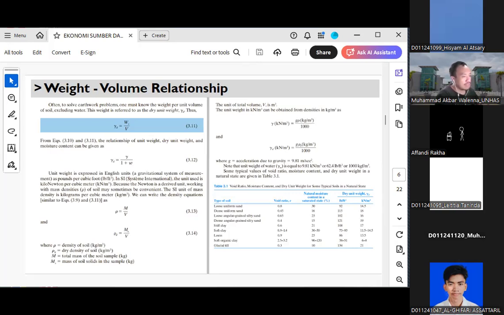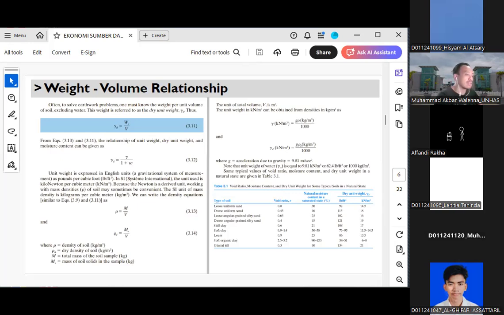Now, to give you a simple analogy regarding the dry unit weight, let's imagine two buckets of soil. One is dry, the other is moist. The moist one is definitely heavier, but it can contain the same solids as the dry one. So the only difference is the amount of water.